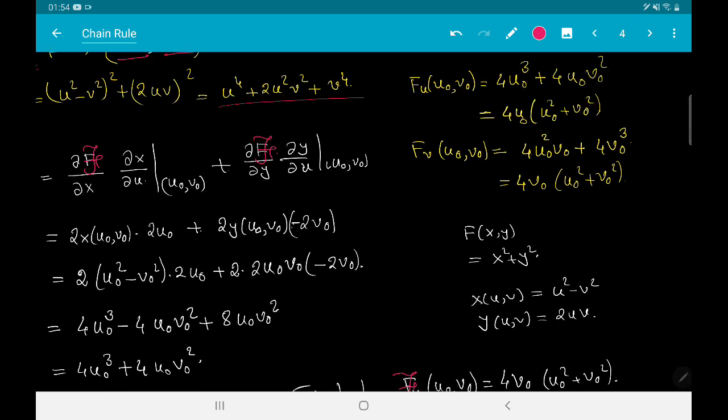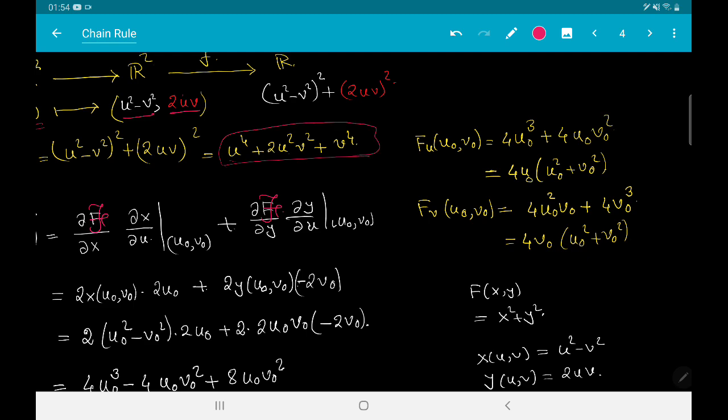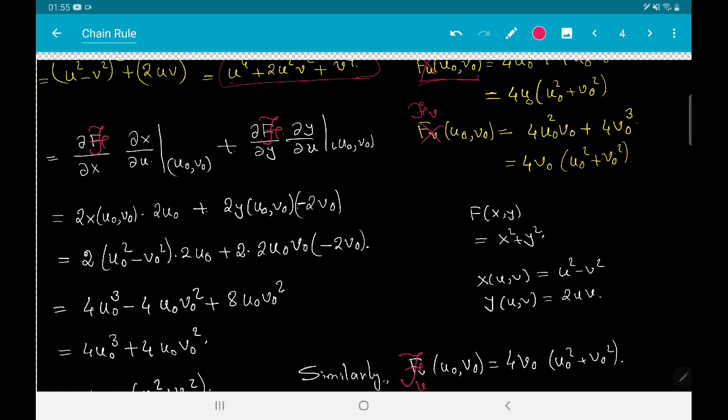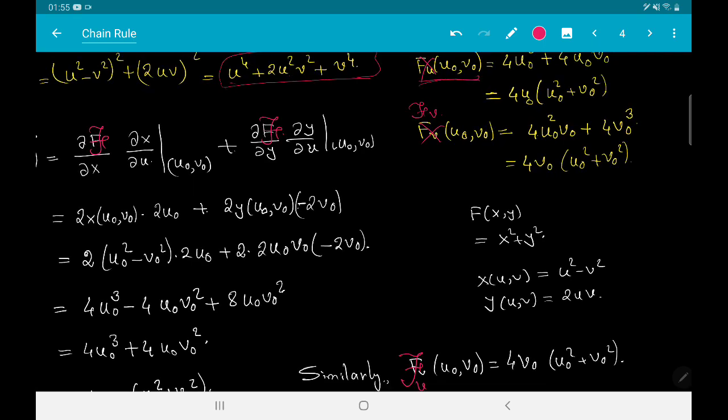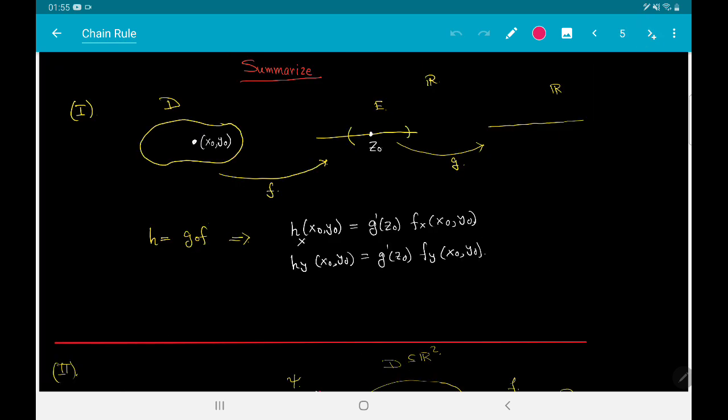Of course, if you have this expression for F, that F of u, v is equal to this expression, then you can by hand compute the values F_u(u₀, v₀) and F_v(u₀, v₀), and you can see that the expressions that you get by both the calculations are the same. So I hope that I have made things clear with respect to the chain rule. Let me just spend a couple of minutes summarizing what we have done.